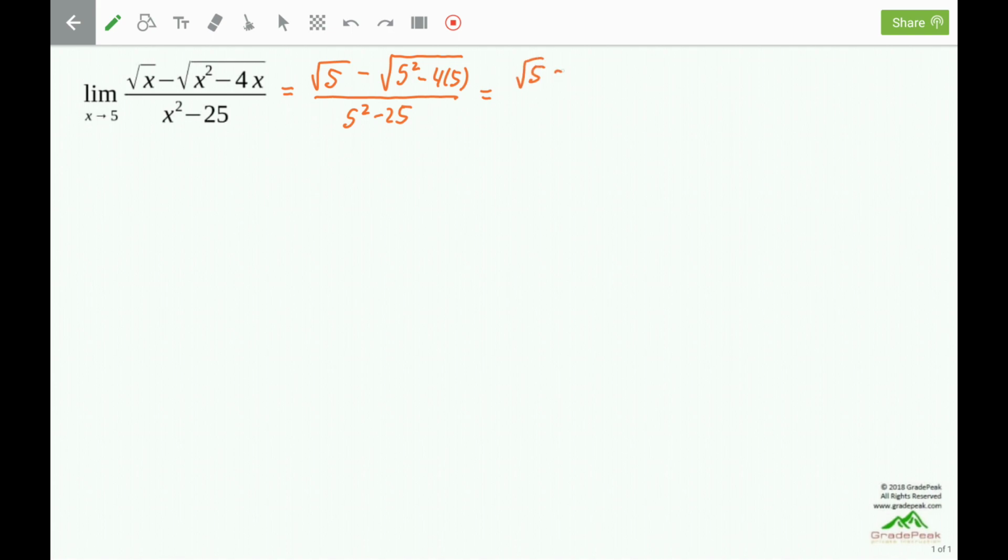So we will have the square root of 5 minus the square root of 5 squared, which is a 25, minus 4 times 5, which is a negative 20, over 5 squared, which is a 25, minus 25. So in the numerator, square root of 5 minus the square root of 25 minus 20, which is a 5, over 25 minus 25. So square root of 5 minus square root of 5 is a 0. 25 minus 25 is also a 0. We have the 0 over 0 indeterminate form.